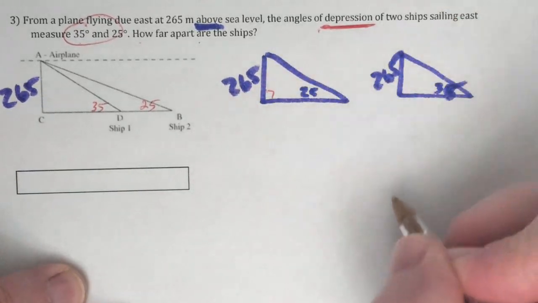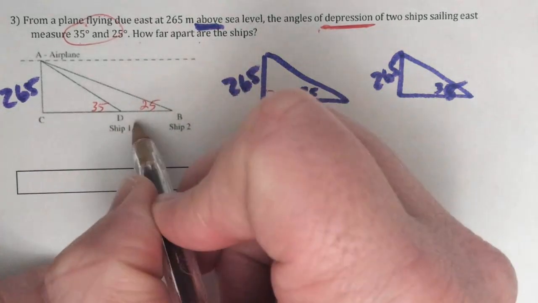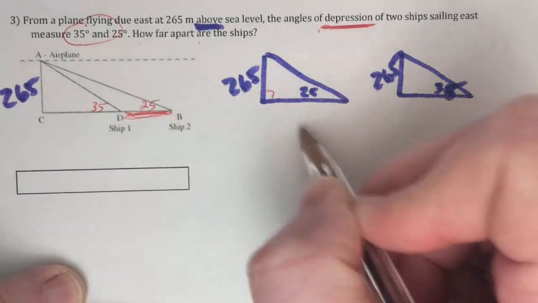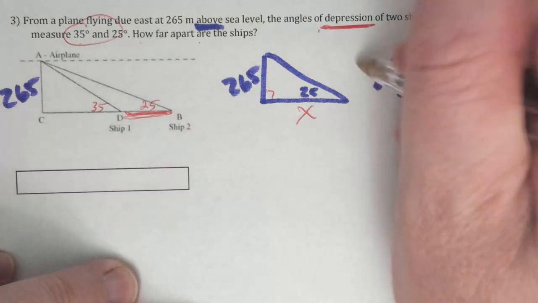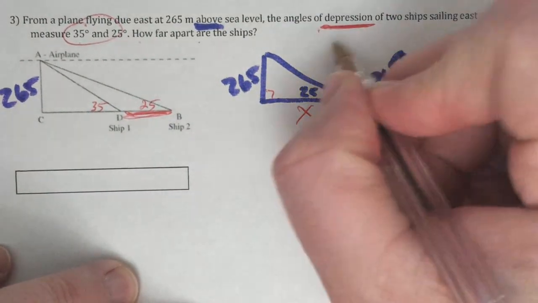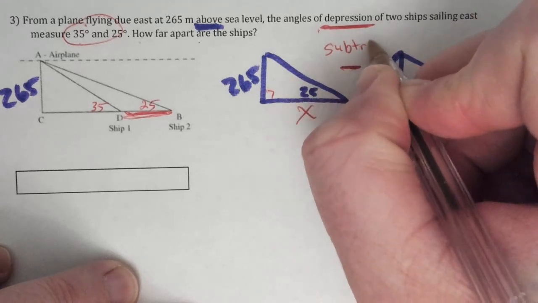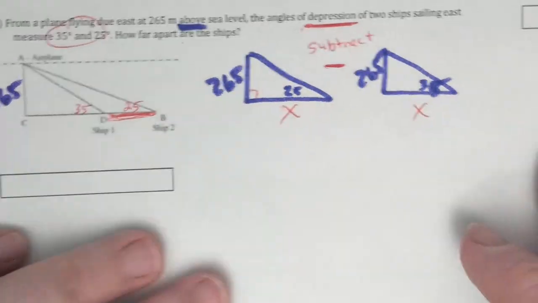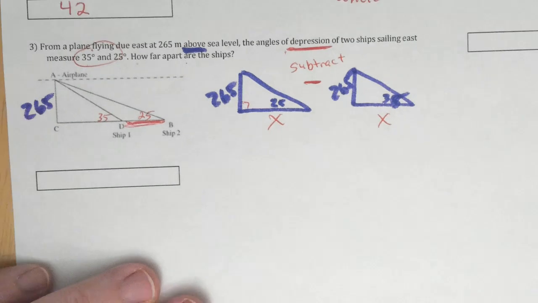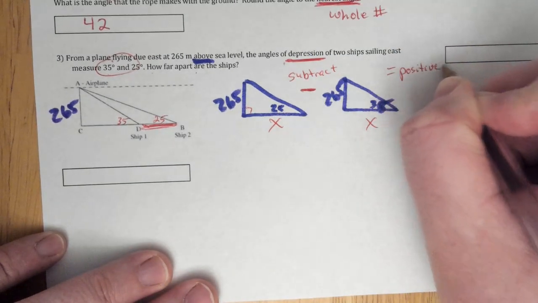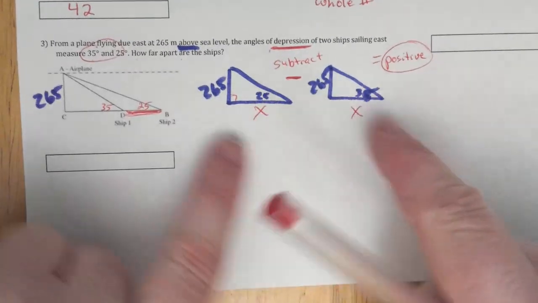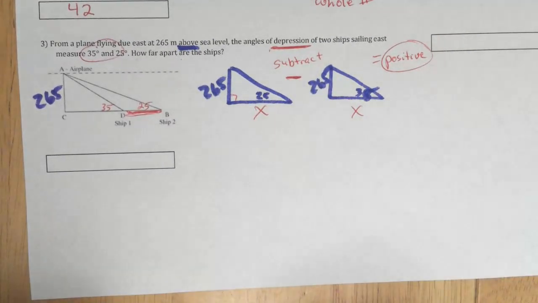Okay, and they want this distance down here, right? So this will be x and x. So we're going to find these and subtract them. Okay, and just always give me the positive number. So if you get these backwards, just give me the positive number and you'll still be okay.